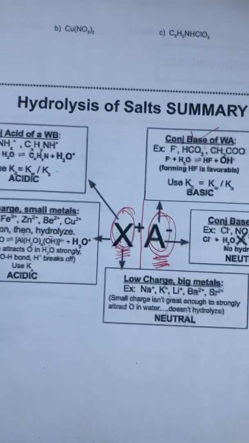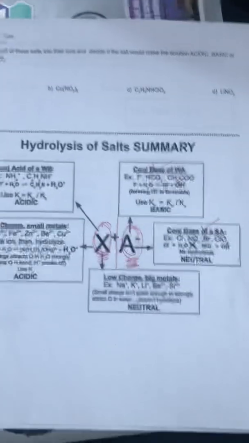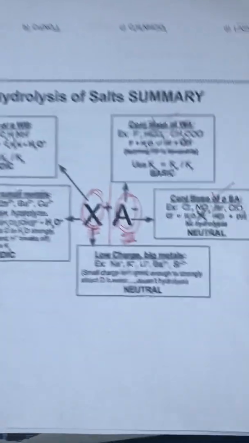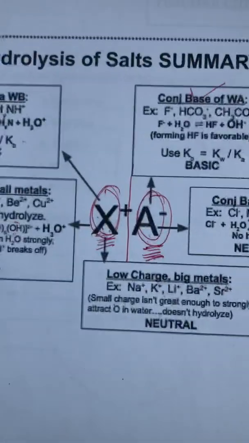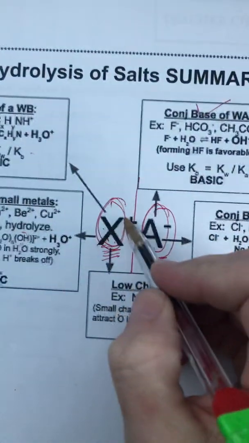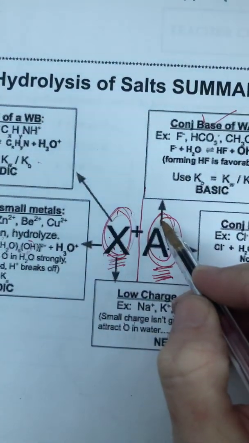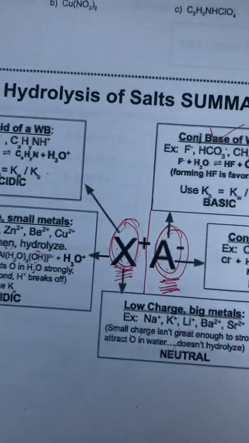So, this graphic at the bottom, I don't know if you looked at it, but I think it could be really helpful. With a salt, it's really not that complicated. You have a cation and you have an anion, right? That's the first step: you've got to break it up into its ions.